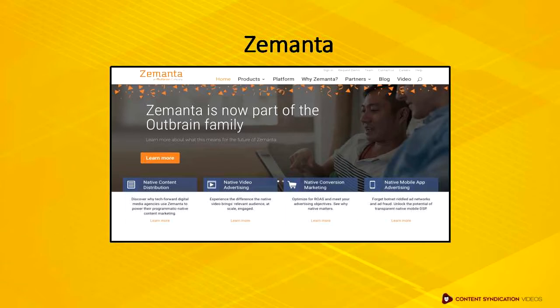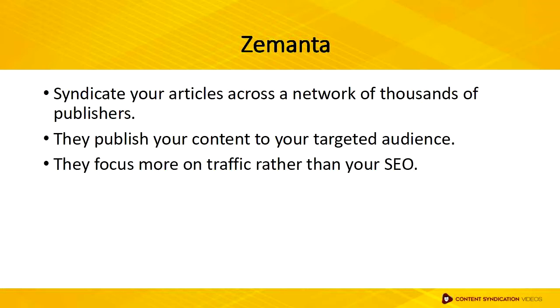The second syndication network is Zemanta. Zemanta is similar to Outbrain. Your articles will be syndicated across a network of thousands of publishers, which includes popular news sites and blogs. Zemanta does all the work for you. After submitting your content, Zemanta works by publishing your content to your targeted audience. The best thing is, you have complete control of the images as well as the title for your articles.